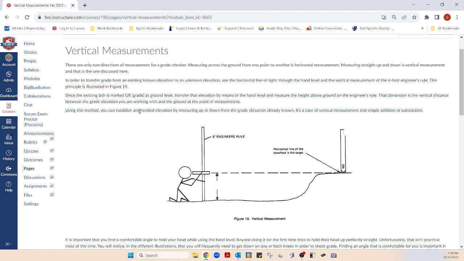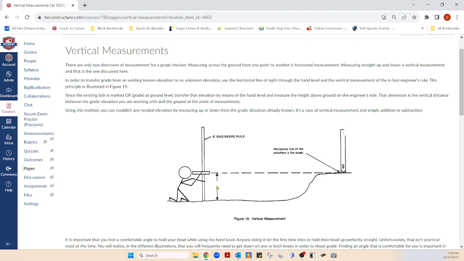Now, just for instance, I don't think they have a for instance, but I'm going to give you one. This is the existing ground, and it's on grade right here. Now, this is the engineer's rule that goes from 0 in tenths and hundredths of a foot all the way to 6 feet.